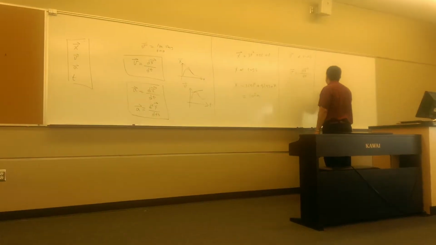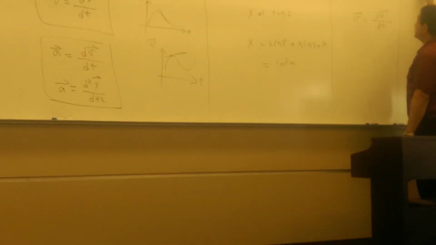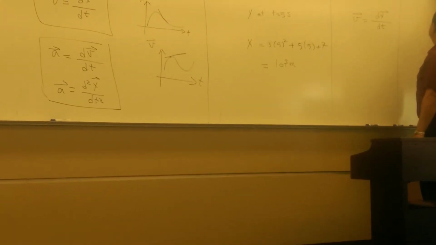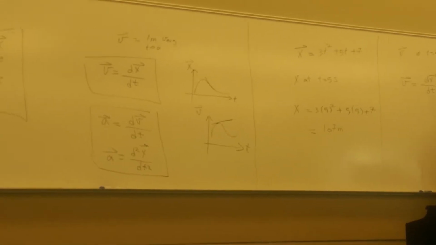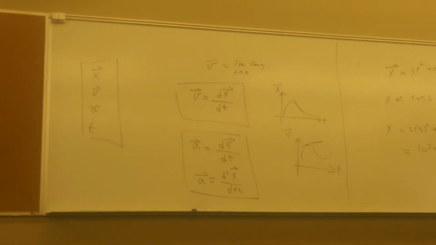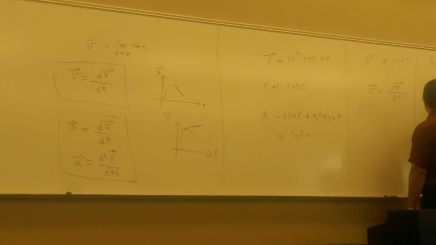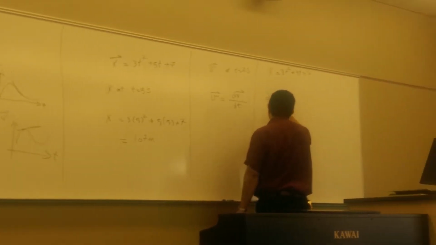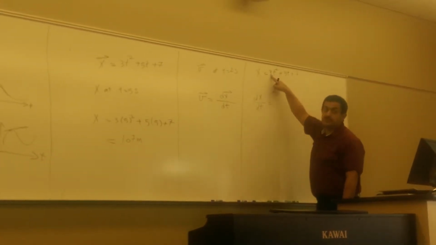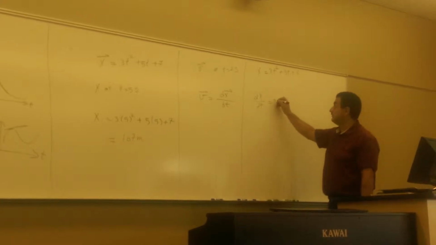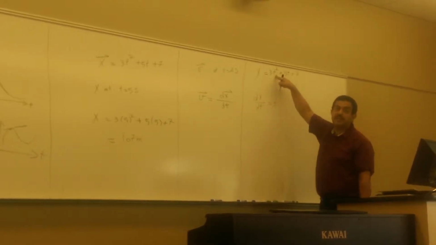I'm going to differentiate this. So my x is 3t squared plus 5t plus 7. I want to differentiate x with respect to t. So I'm going to go here. 3 is a constant. I'm going to leave it alone. I'm going to go to the t and differentiate it.